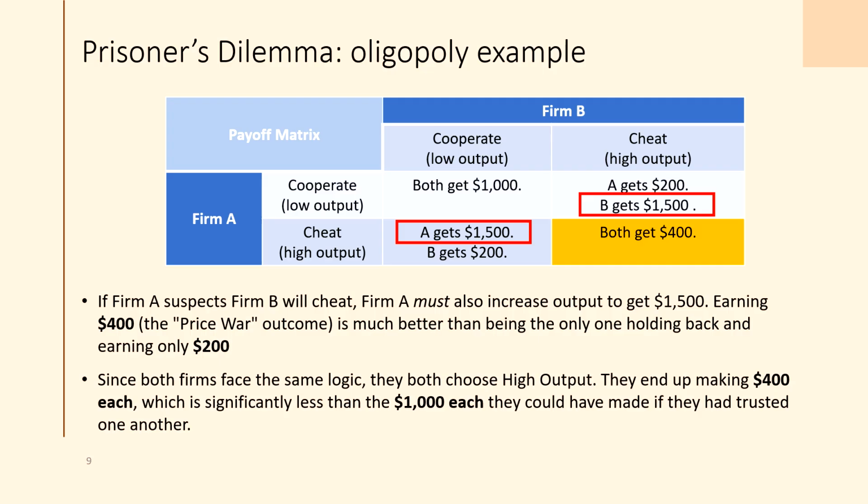Now think strategically. If firm A suspects B will cheat, A also wants to cheat to avoid earning only $200. Since both firms think this way, both choose high output. They each earn $400 even though they could have earned $1,000 each through cooperation. This explains why collusion is unstable.